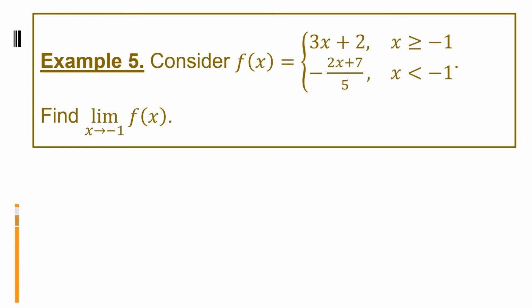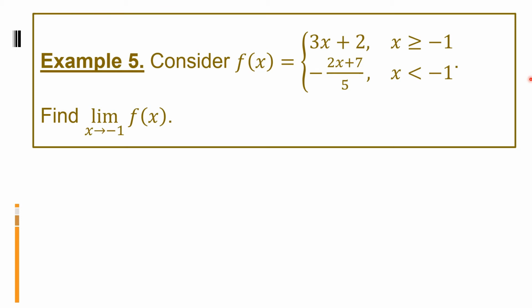So let's consider f of x equals the piecewise function 3x plus 2 whenever x is greater than or equal to negative 1 and negative 2x plus 7 over 5 whenever x is less than negative 1. So let's find the limit as x approaches negative 1 of f of x.